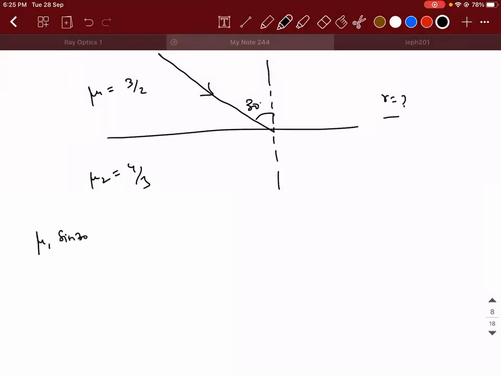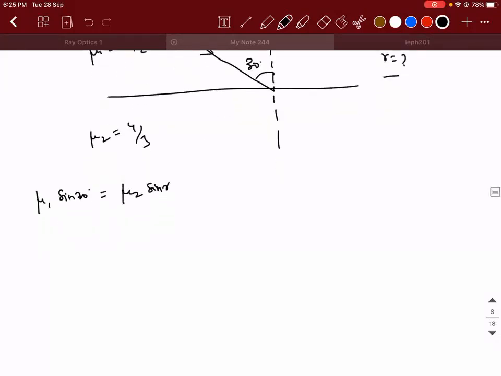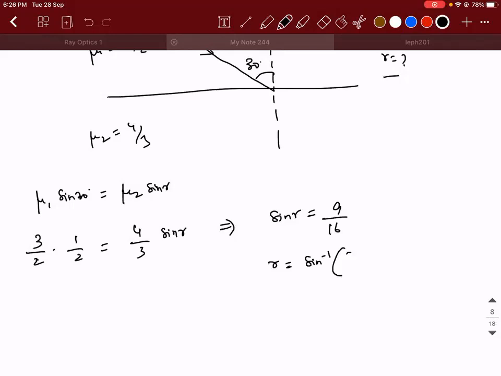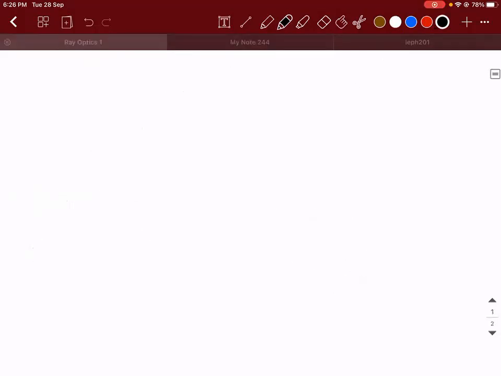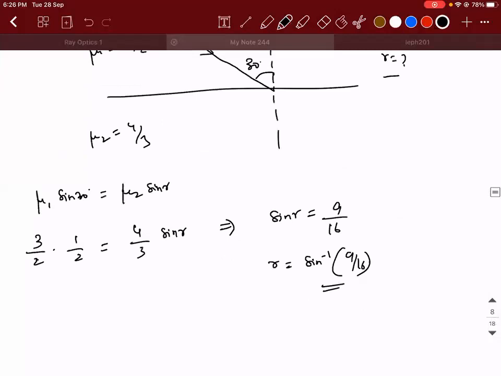Mu1 into sine 30 degrees is equal to mu2 into sine r. So mu1 is how much? 3/2 into sine 30, which is half, is equal to mu2, which is 4/3, into sine r. So sine r will be equal to 9 divided by 16. R will be equal to sine inverse of 9 divided by 16. Okay, sine inverse of 9 divided by 16 will be the answer.